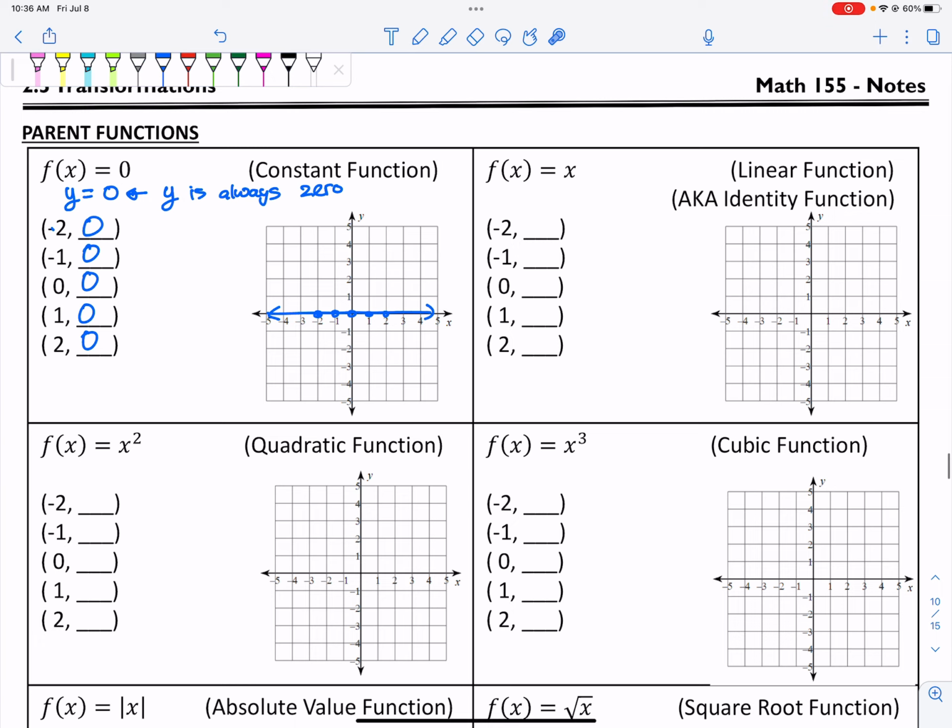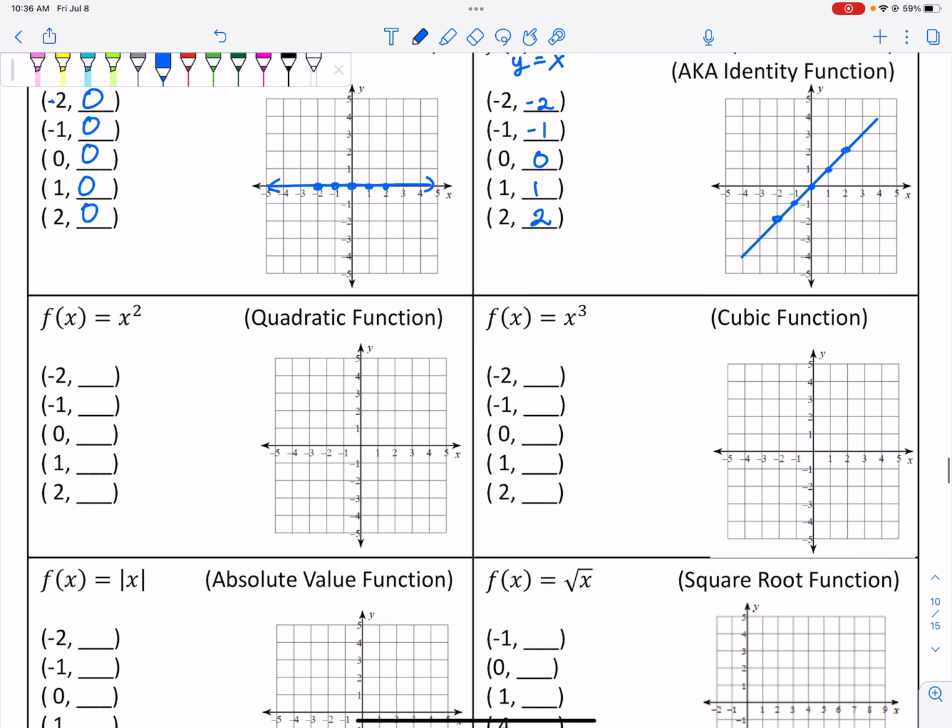Now let's go over to the next function, the linear function f of x equals x. This is a very basic linear function, y equals x. This means the x and y values are going to be the same. If x is negative 2, y is also negative 2. X is negative 1, y is negative 1. X is 0, y is 0. X is 1, y is 1. X is 2, y is 2. Now plot these points: negative 2, negative 2; negative 1, negative 1; 0, 0; 1, 1; 2, 2. This is a linear function, so we're going to draw a line through these points.